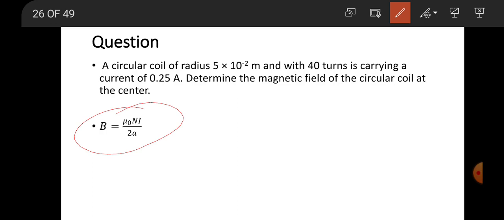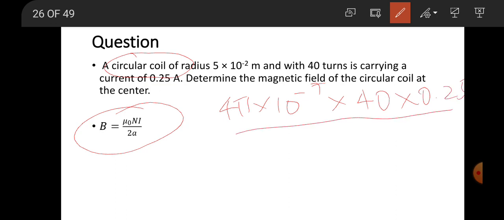The magnetic field at the center of a circular coil. This is a circular coil we are dealing with. Okay, it is mu naught Ni all over 2a. A is the radius of the coil. So if we substitute value, we are going to have 4 pi times 10 to the power minus 7 multiplied by n is the number of turns, which is 40, multiplied by I, which is current at 0.25, then divided by 2a, 2 times the radius. Radius is 5 times 10 to the power minus 2.